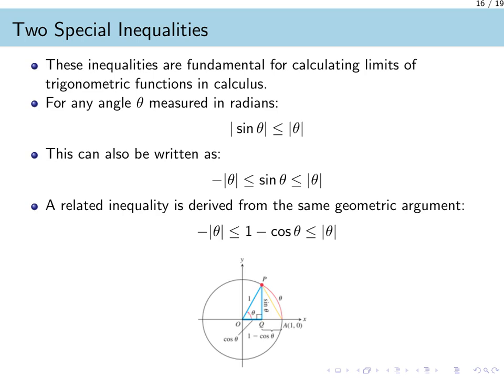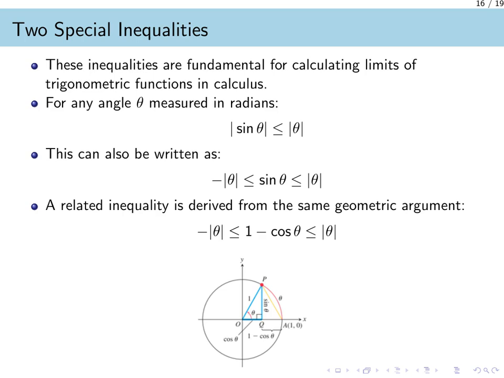I will now introduce two special inequalities that are fundamental for proving important limits in calculus. These relationships come from a simple geometric idea on the unit circle, where the length of an arc is always greater than or equal to the straight line connecting its endpoints. Since the arc length for an angle theta is just the absolute value of theta in radians, this means the absolute value of sine theta must be less than or equal to the absolute value of theta.